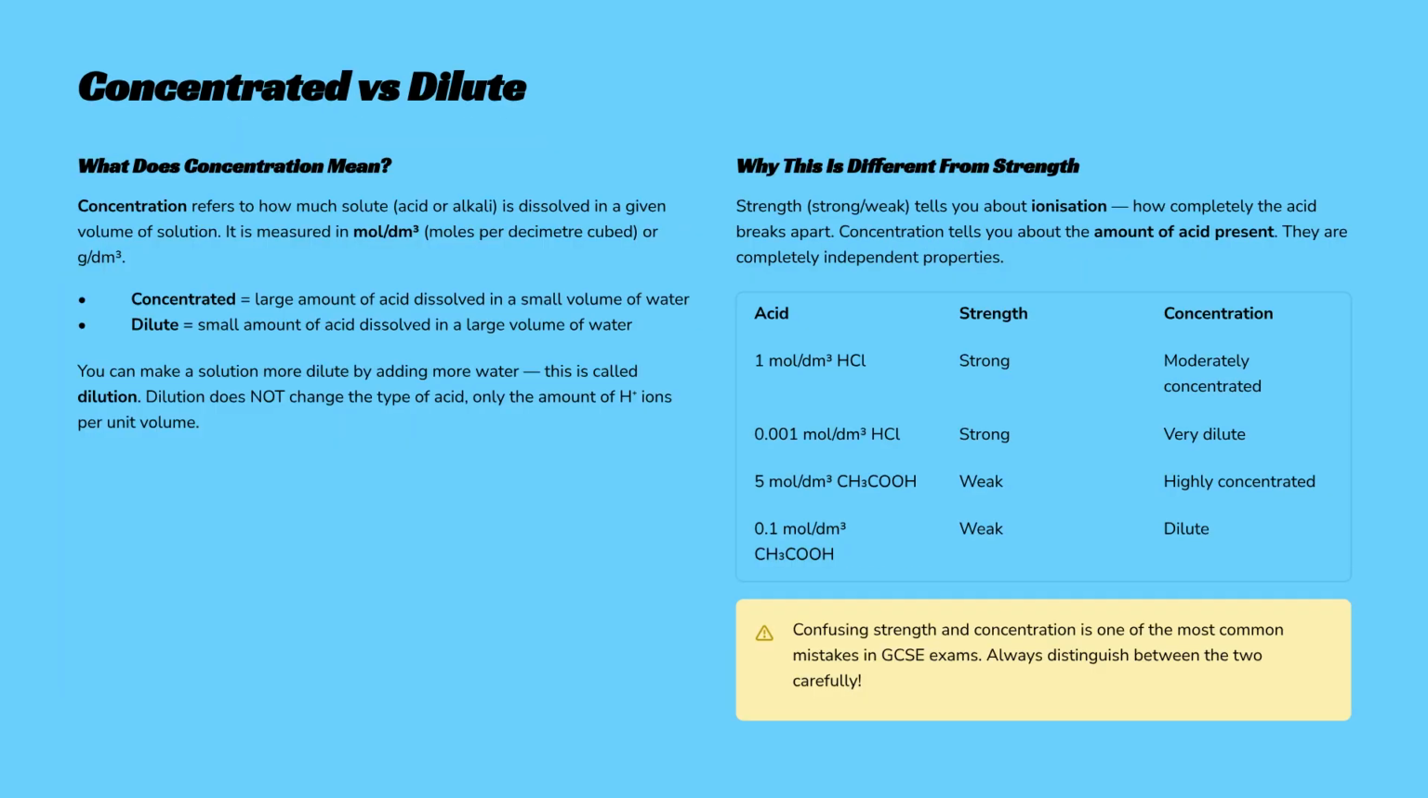Concentration is the amount of solute dissolved in a given volume of solution. Concentrated means a large amount of acid in a small volume of water. Dilute means a small amount of acid in a large volume of water. Strength is about ionization, while concentration is about the amount of acid present. Confusing the two is a common mistake.